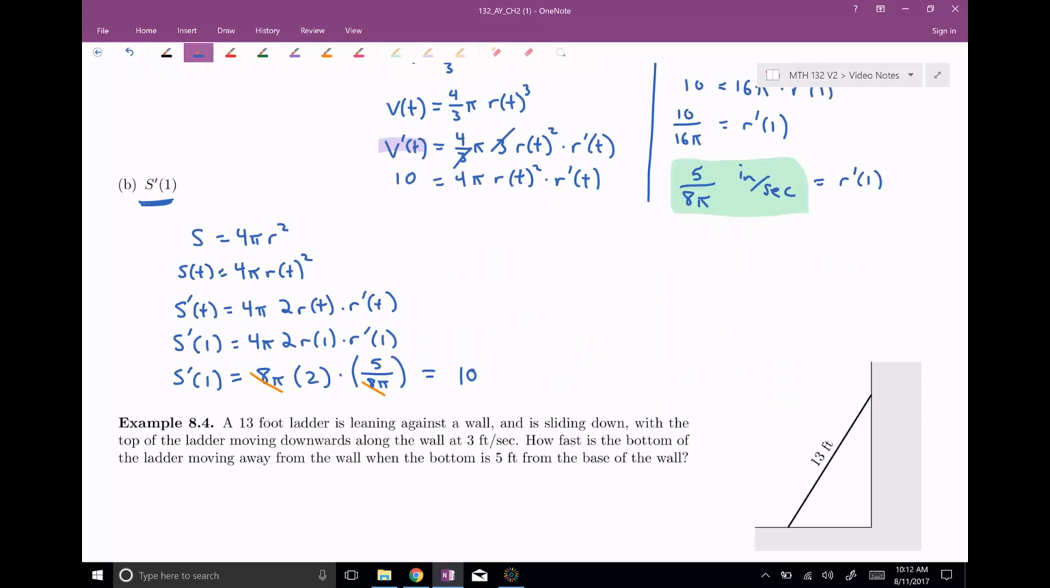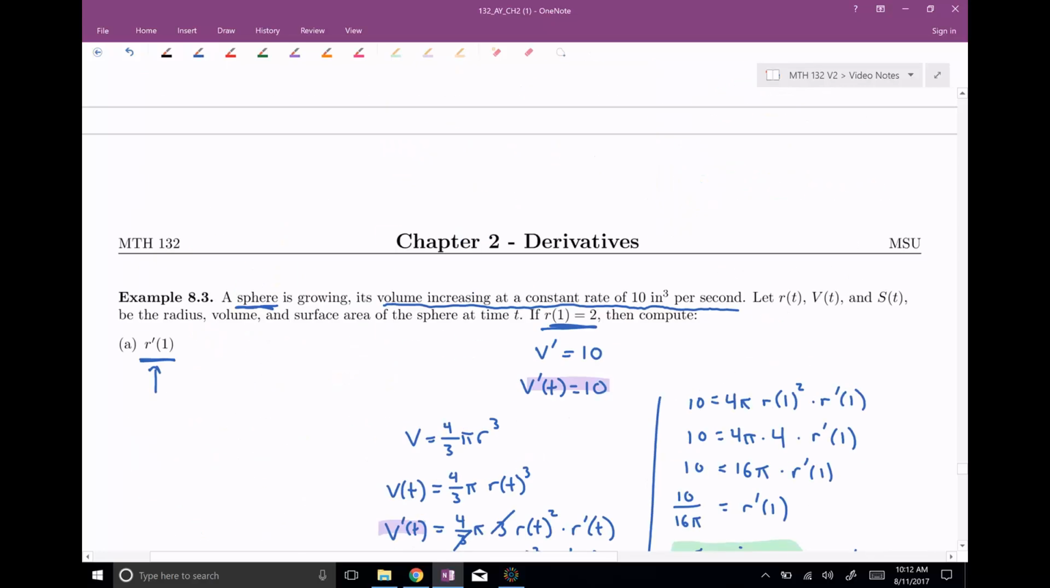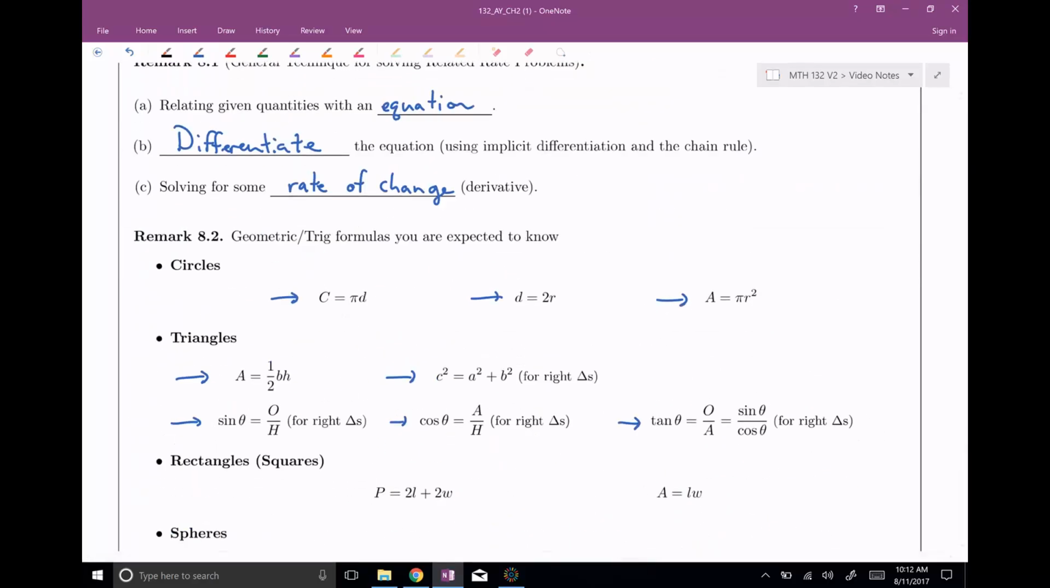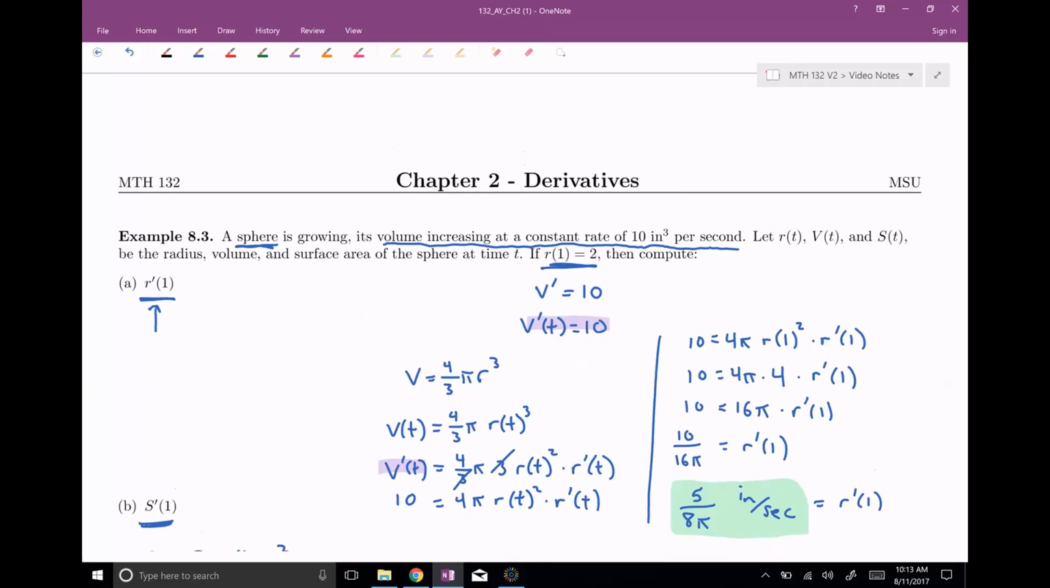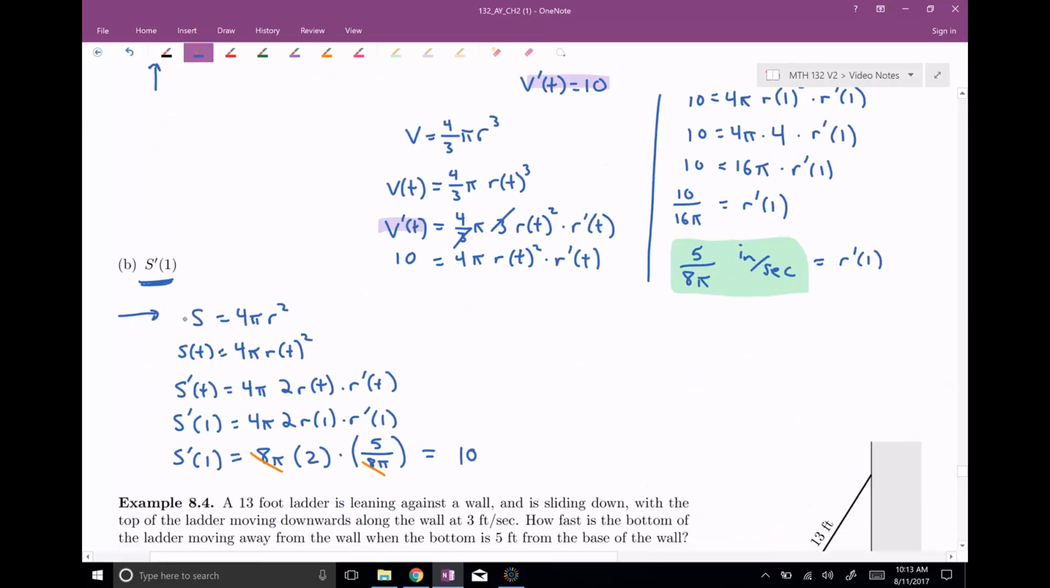All right, and so for this one, I went ahead and used the surface area equation, which makes a lot of sense. So again, if I zoom back to the previous page and I go for spheres, we have surface area, in this case denoted with S, is 4 pi r squared. So that's the equation that I started with.